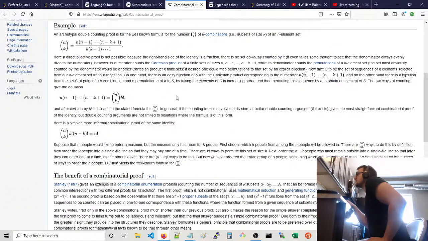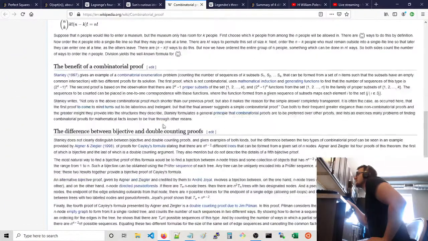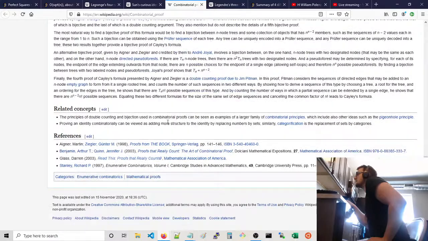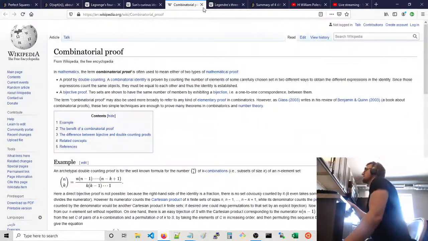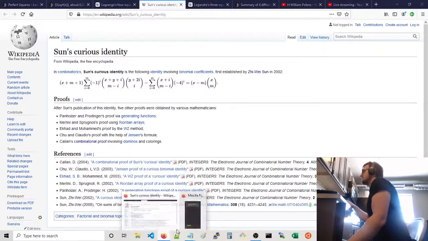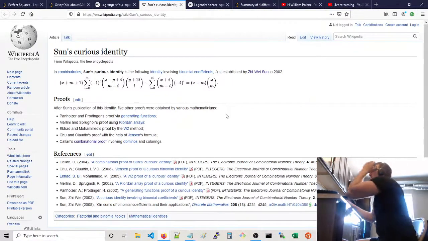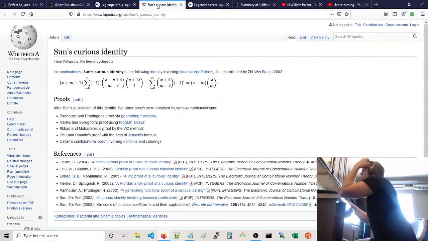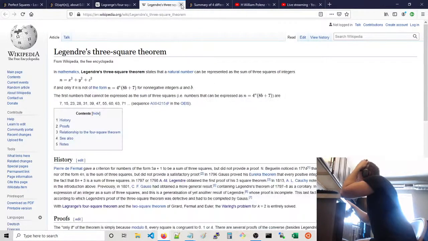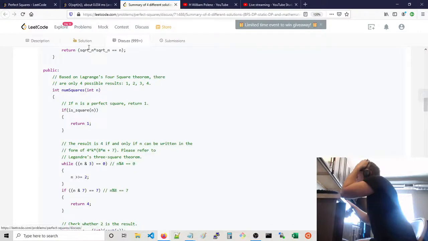Interesting. Yeah, pretty. I like those kinds of proofs. They're pretty neat. Two different ways to count the same set, and because they're equal, then you get some interesting result. Sorry, I just like math, man.